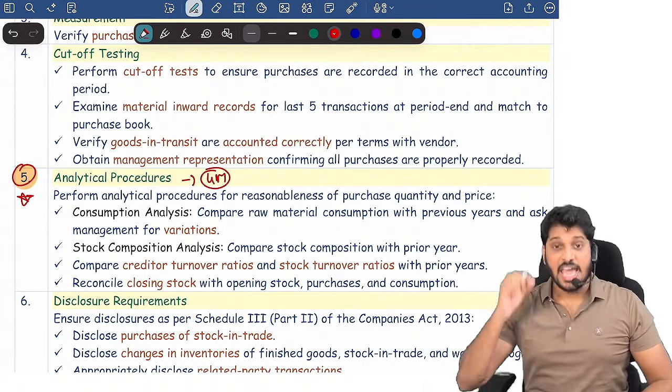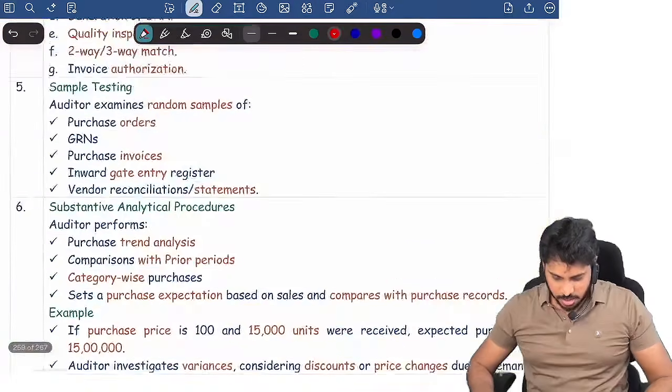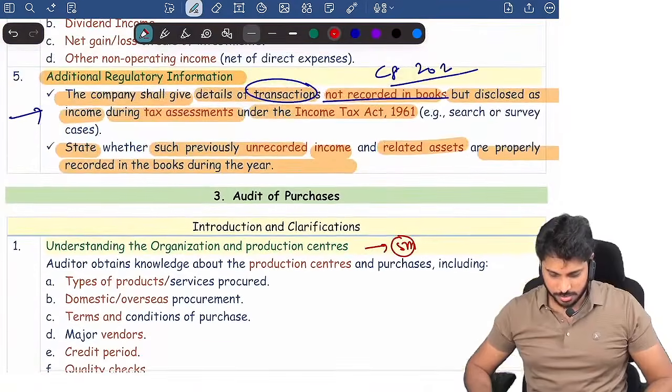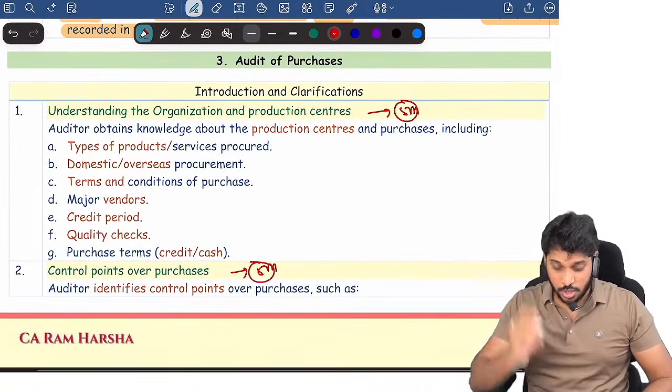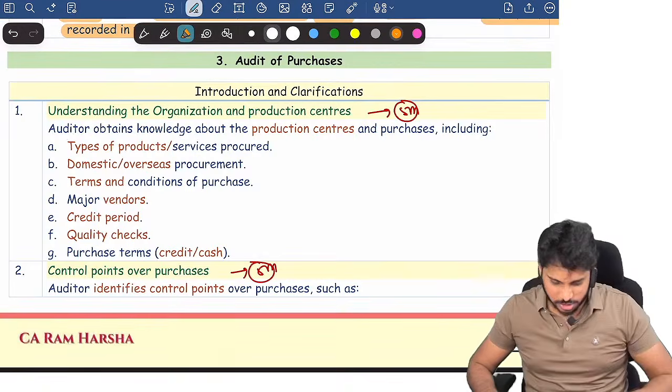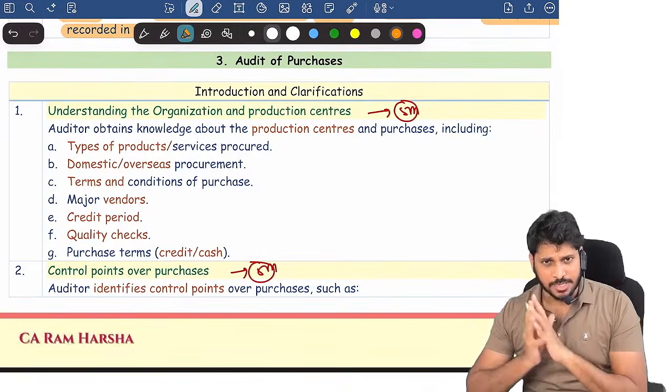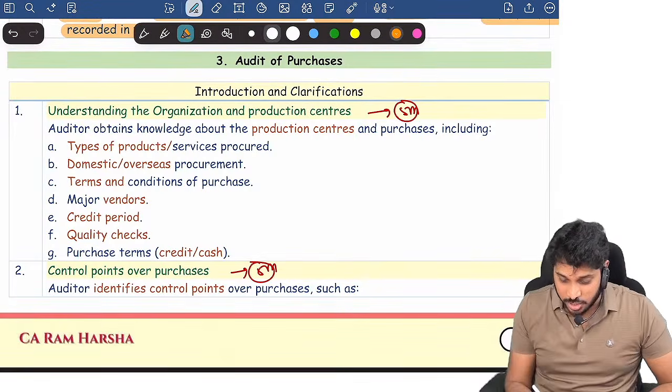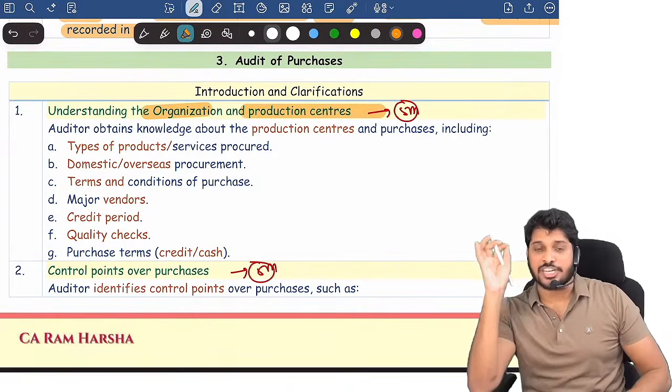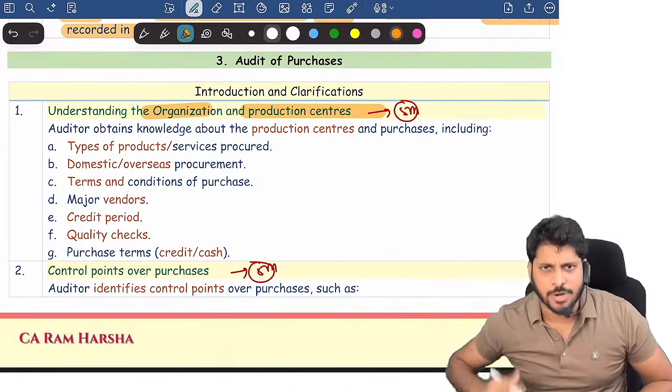Okay, next, analytical procedure. Look at first, introduction to purchases. If you want to do the audit of purchases, first understand the organization and where production is happening. Don't directly jump into audit of purchases.